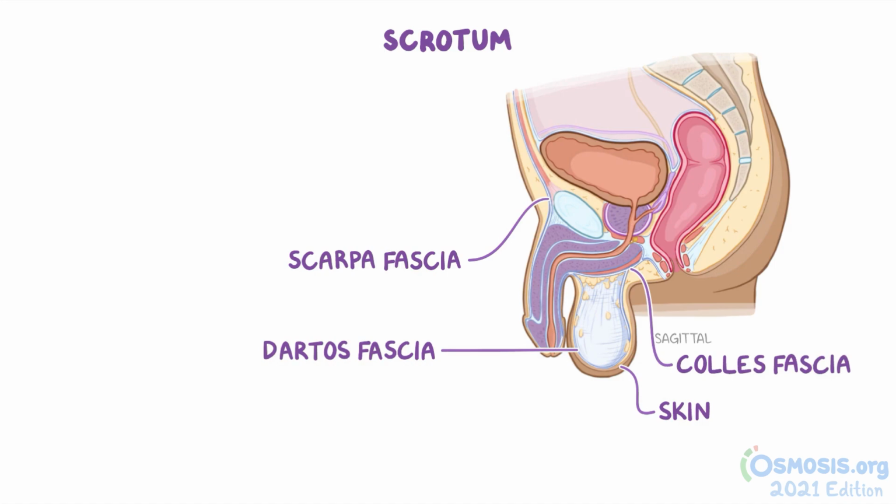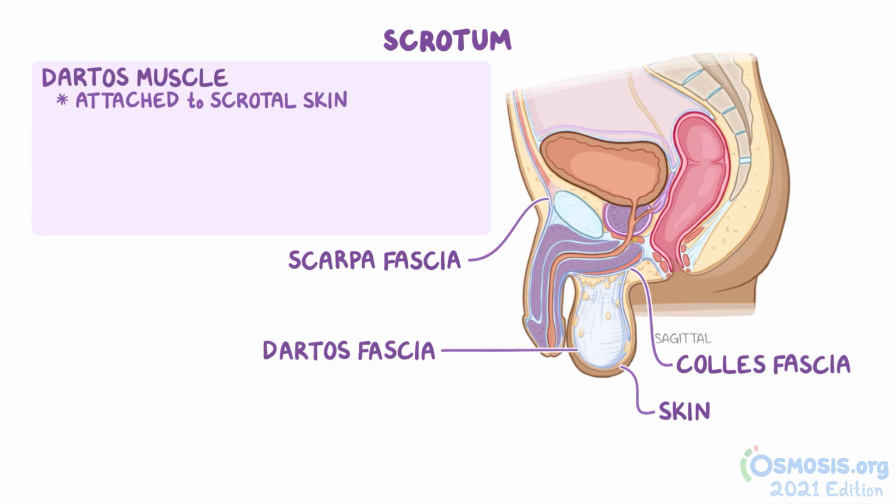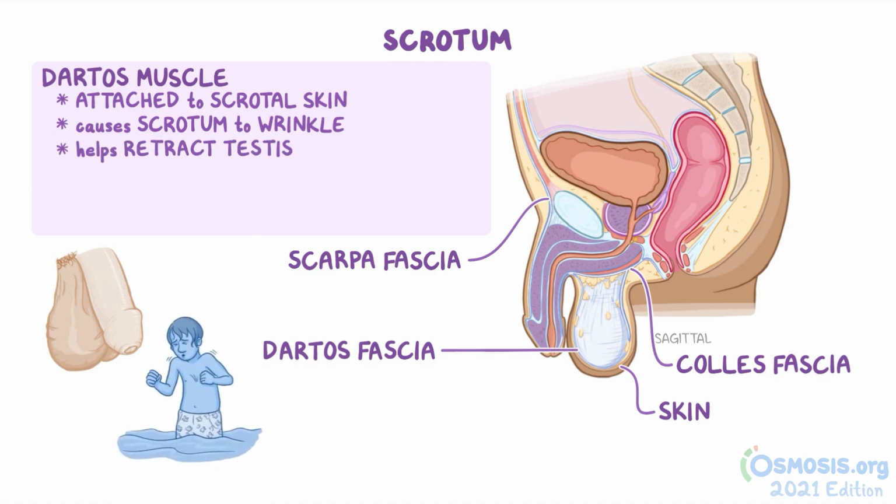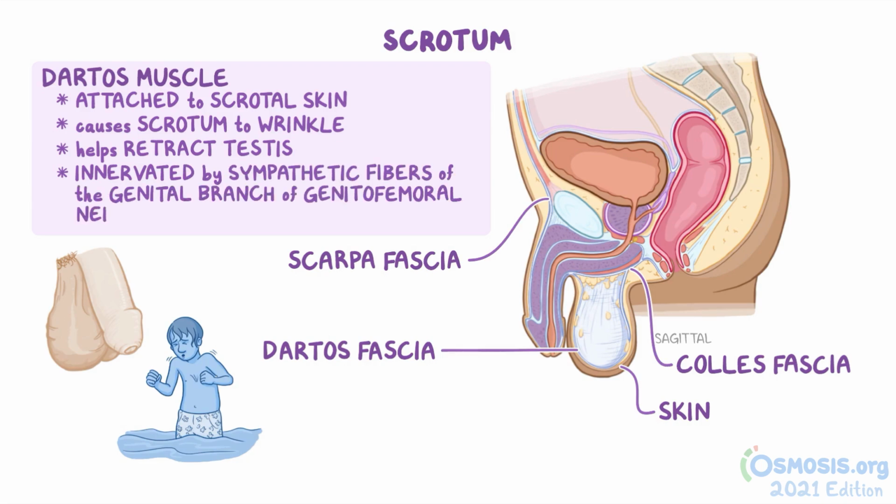Now, the dartos fascia contains smooth muscle, called the dartos muscle, and it's attached to the scrotal skin. So when the muscle contracts, the skin moves with it, causing the scrotum to wrinkle when it's cold. It also helps retract the testis. Both of these functions limit heat loss. The dartos muscle is innervated by sympathetic fibers of the genital branch of the genitofemoral nerve.